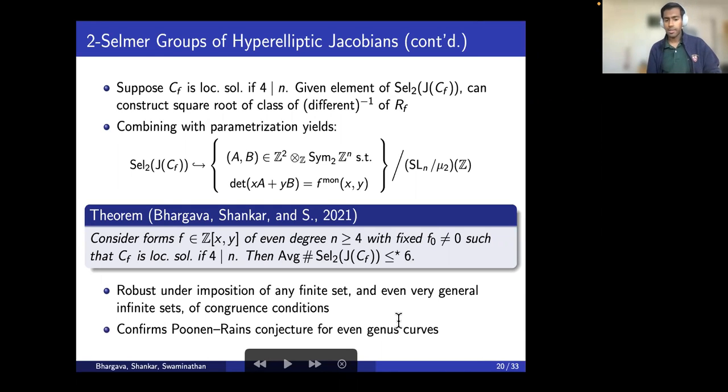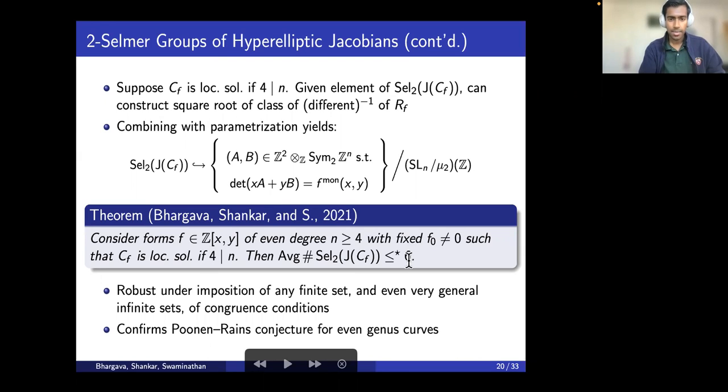And the second remark concerns the Poonen-Rains conjectures. They have conjectured the distribution of the Selmer groups of even genus hyperelliptic curves. And they conjecture that the average size should be 6, so this confirms that conjecture. But it also goes a step further by saying that even in the odd genus case, under this locally soluble technical assumption, we still get a bound of 6.